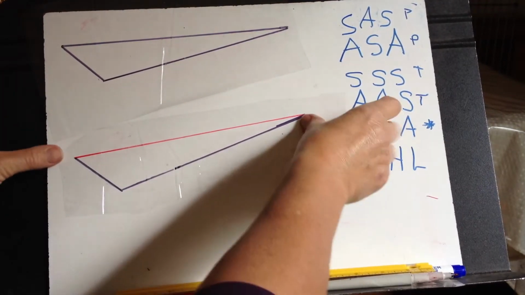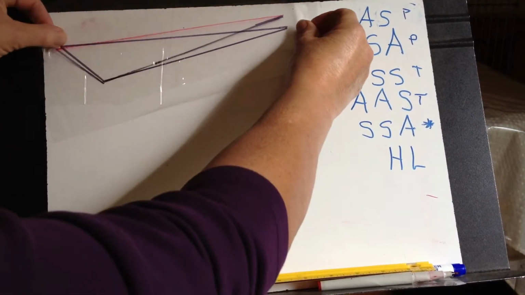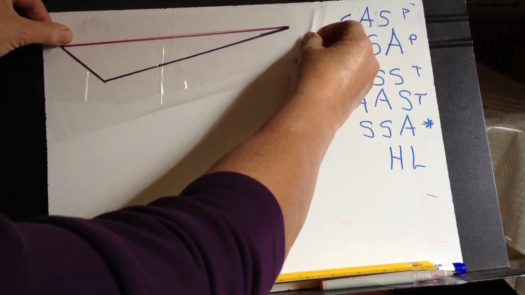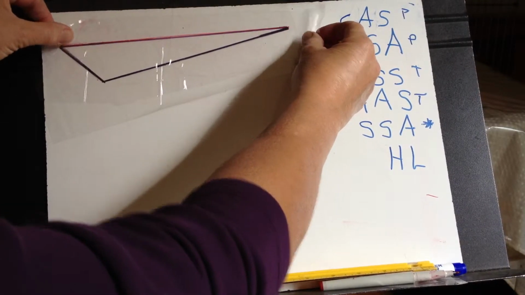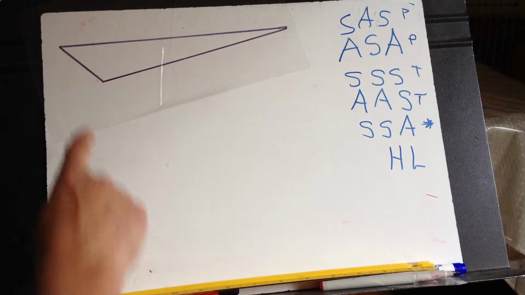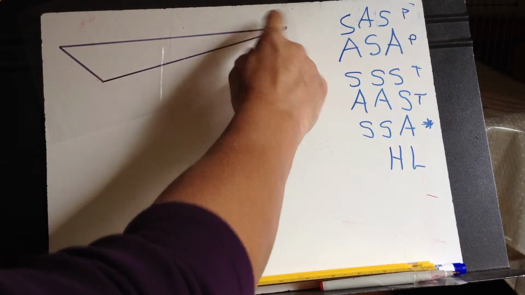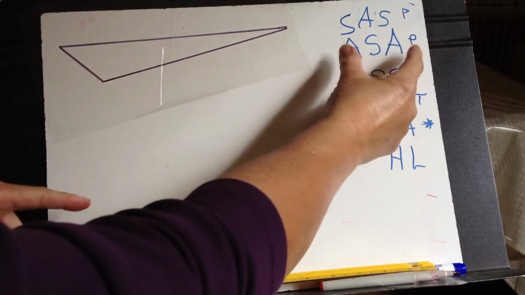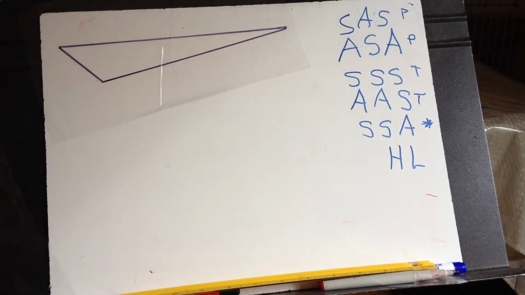And when I pick that up and put it on top of the original triangle, it's the same triangle. That is not a proof. That's only a demonstration of what we mean by side angle side. Let's do angle side angle. In angle side angle, we have two angles and the side that's in between them.